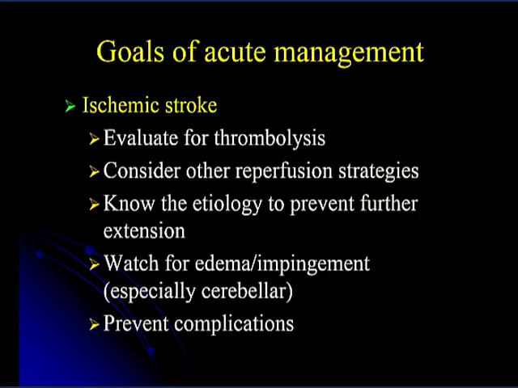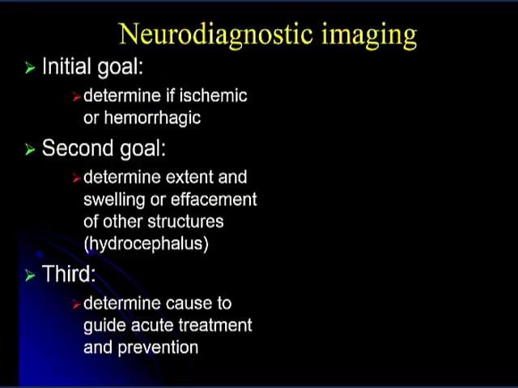But the key in addressing acute management for a stroke patient, when you're thinking of ischemic stroke, is that we need to think about thrombolysis and then other reperfusion strategies. And then we're also going to want to know what the etiology of that stroke is and try to prevent further extension. And then we're going to watch for complications like edema, impingement, especially in the cerebellum, which we'll cover extensively, and then prevent complications.